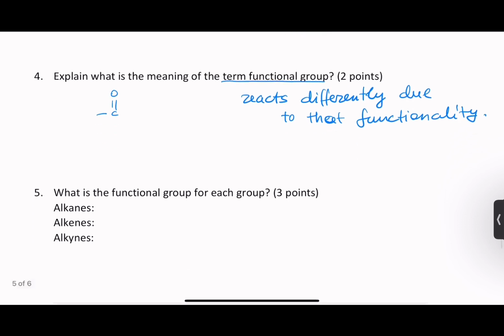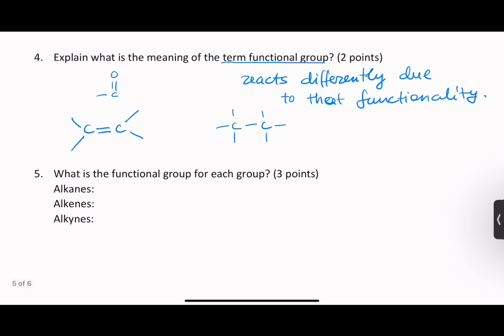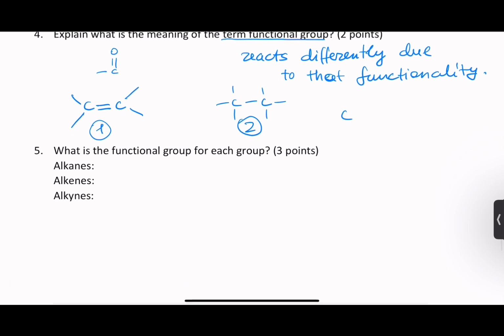For example, alkenes, I told you guys, have a double bond, but alkanes have only single bonds. Now, this is one functional group, and this is another functional group. Now we also have alkynes. The triple bond is one functional group, all single bonds is another functional group, and double bonds is another functional group. I showed you the list of them.